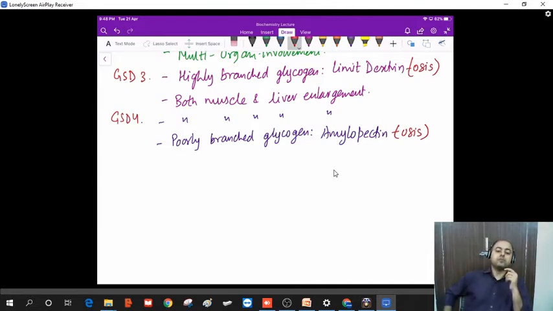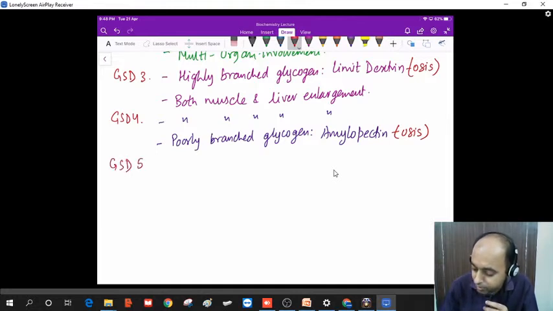Now we come to GSD type 5, McArdle's. Before we discuss the signs and symptoms of McArdle's, we should understand the physiology of muscle contraction. There is an overlap with physiology, so I'll quickly do the recap which is relevant here, and then we'll come back to the presentation of GSD5.